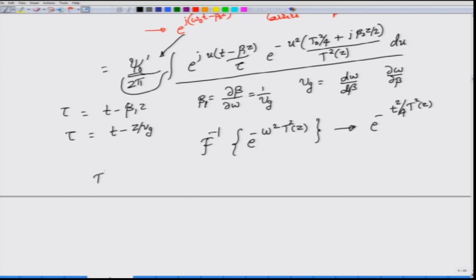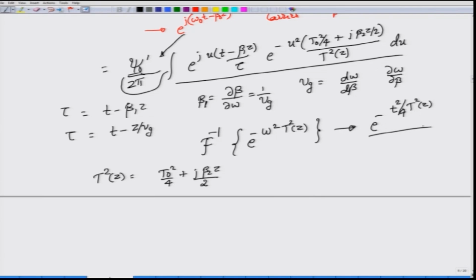Interesting. What is t square of z? T square of z is given by t0 square by 4 plus j beta 2 z by 2. How is t square z a complex number? Well, it is complex because of this j beta 2 term. But what is the implication of this? Let us look at what the Fourier transform is.